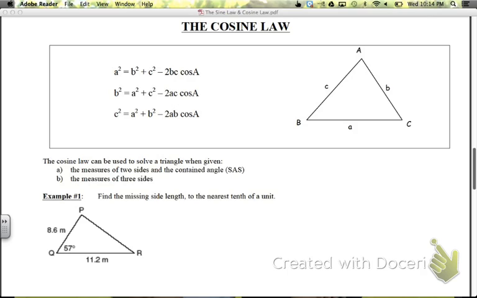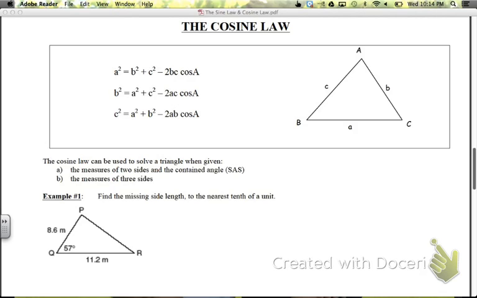So now let's look at our cosine law. Our cosine law, once again, is using the same type of triangle as we would have in a question where we would use the sine law. However, the problem is our sine law is used when we have either two measures of two sides and a contained angle, or you have three measures of three sides.